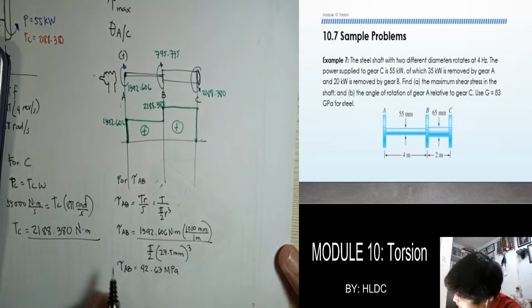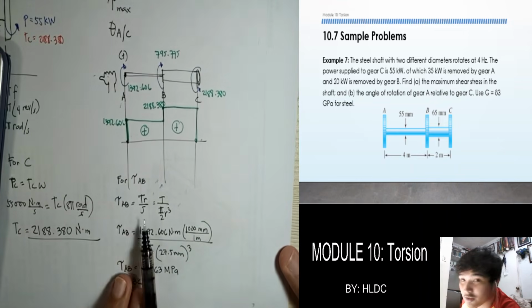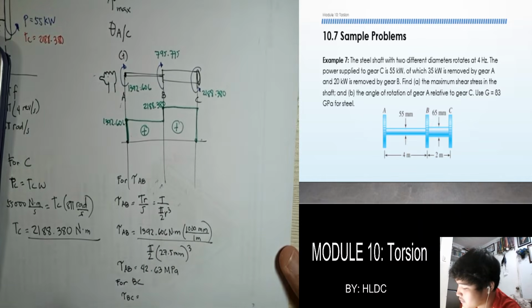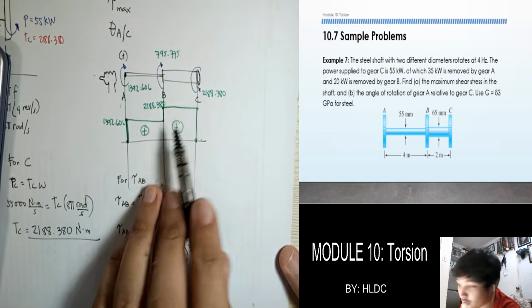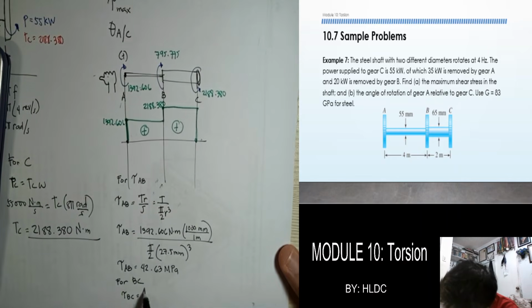So for BC naman, so magiging shear stress sa BC is equal sa TR over J ulit, or T over pi over 2R cube. So ilan naman yung torque sa BC? So considering BC, ito yung torque niya, di ba? 2188.380 Newton meter, convert. So times 1000 over 1 meter.